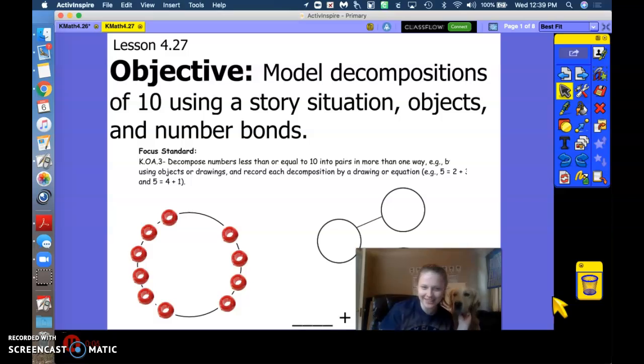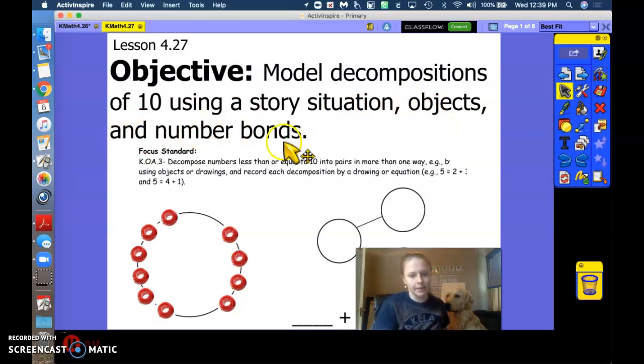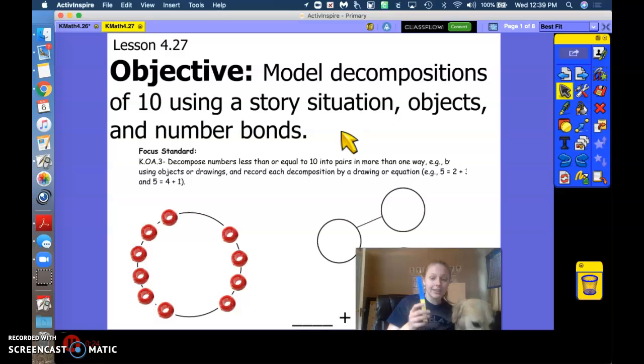I have a special guest here today. Our objective is model decompositions of 10 using a story situation, objects, and number bonds. You can use any object today as long as you have 10 of that object. So I have our 10 linking cubes here. And make sure you have your number bond. You could have 10 beans, 10 pieces of noodles, anything that you'd like to work with to practice number pairs to 10. Let's get started.